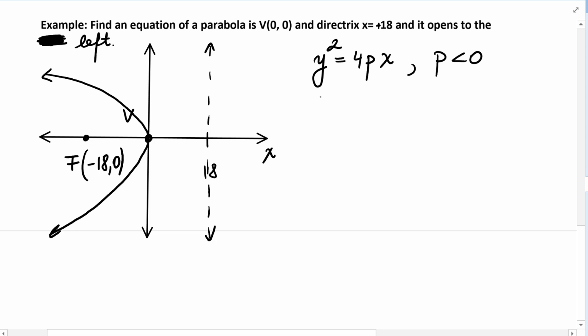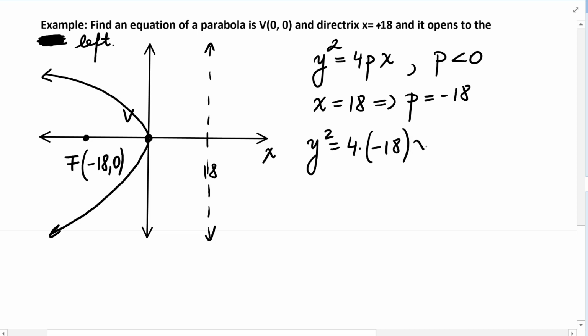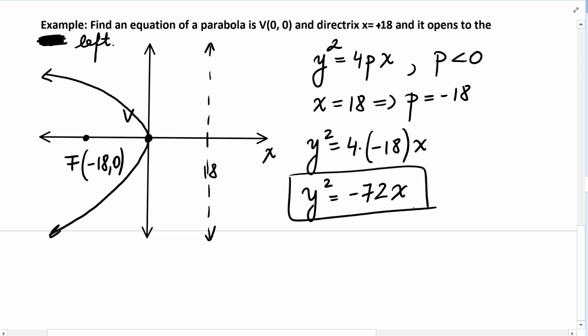Because it opens to the left, p is negative. The directrix being x equals 1/8 gives us that p equals -1/8. So y squared equals 4 times -1/8 x. So y squared equals -x/2. And this would be the equation of the parabola with this given data.